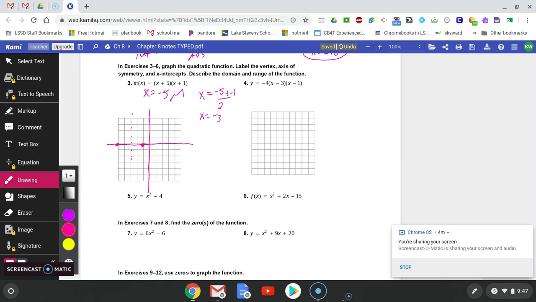So I just need to plug in x is negative 3. I'm finding m of negative 3. That means I'm doing negative 3 plus 5, and then negative 3 plus 1. When I simplify that, negative 3 plus 5 is 2. Negative 3 plus 1 is negative 2, and 2 times negative 2 is negative 4, which means my vertex is at the point negative 3, negative 4.